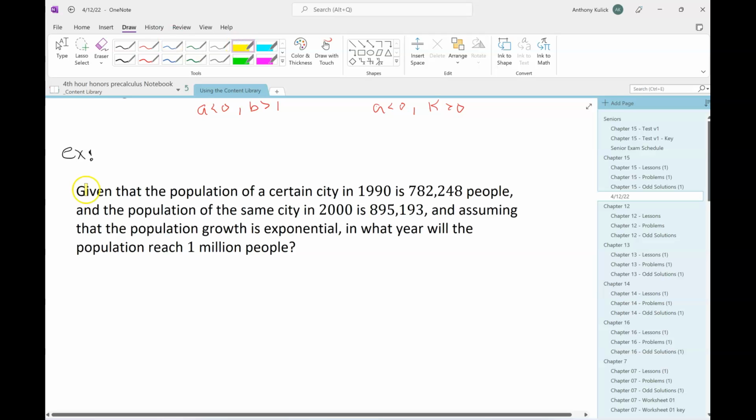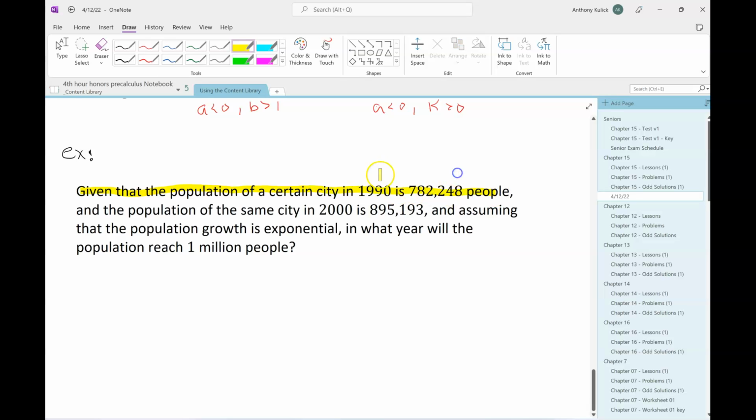So there's kind of two parts to this problem. In the first part, we're going to have to write our exponential function. And in the second part, we're going to have to solve that exponential function when it's equal to 1 million. Okay with that? So if I look at the part in yellow, this looks a lot like I'm given 2 points and asked to write an exponential function for this, right?